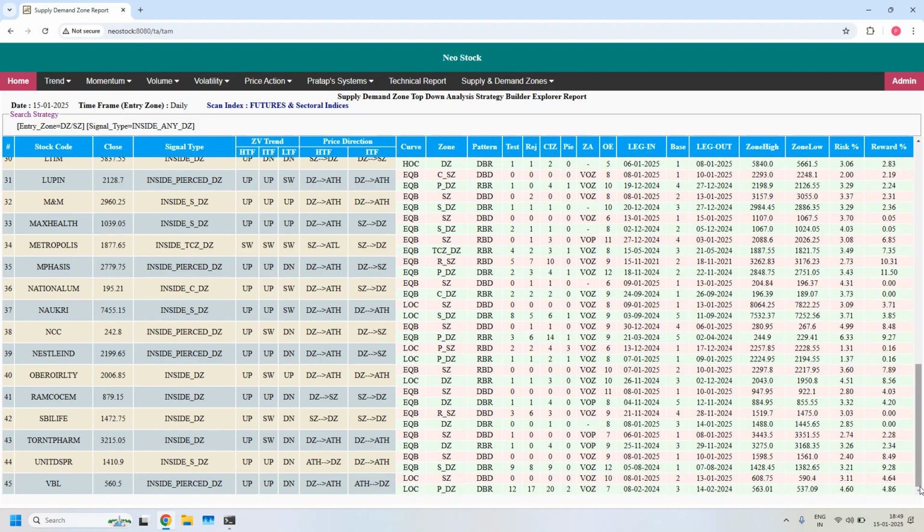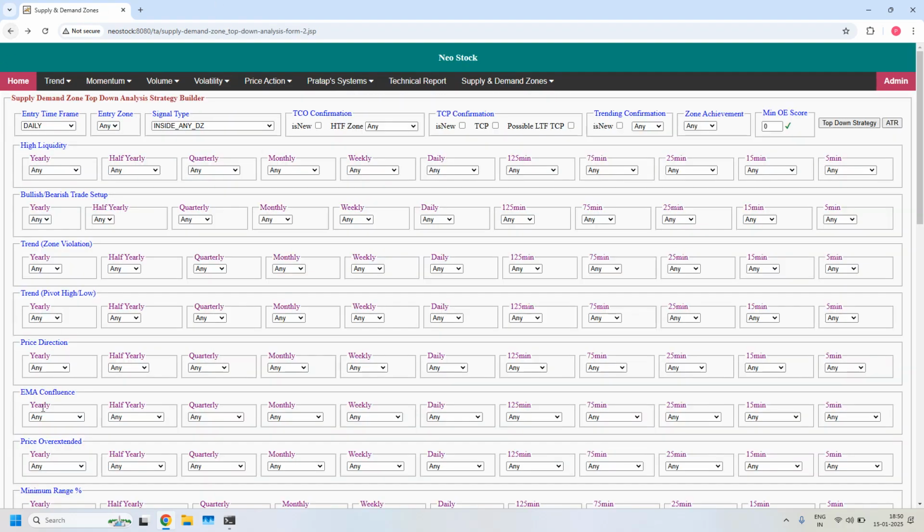So total 45 stocks are filtered. Out of these 45, how many daily demand zones are having daily EMA confluence? So let us add that filter for these 45 stocks. In the EMA confluence daily time frame, I am setting the filter daily demand zone having daily EMA confluence, and the trend on the daily time frame should not be sideways. It can be up or down.